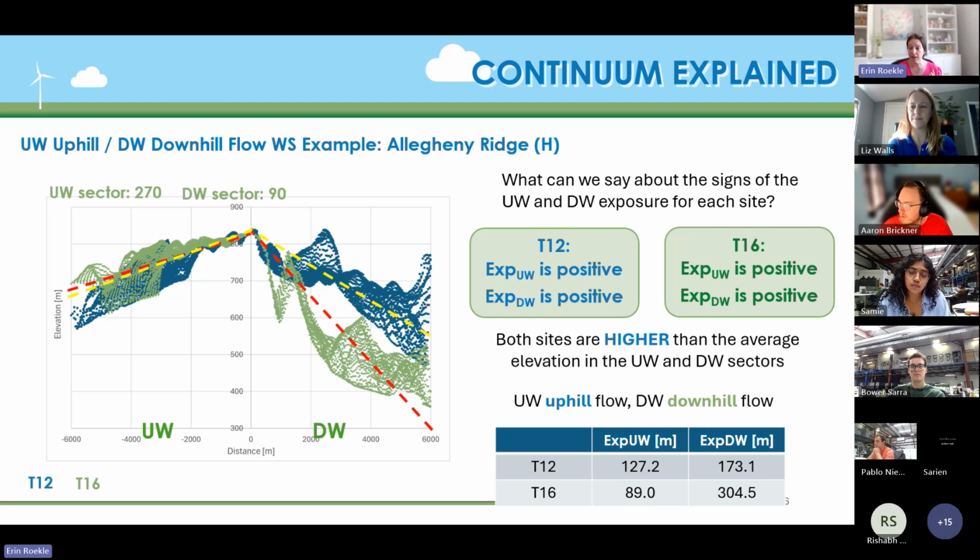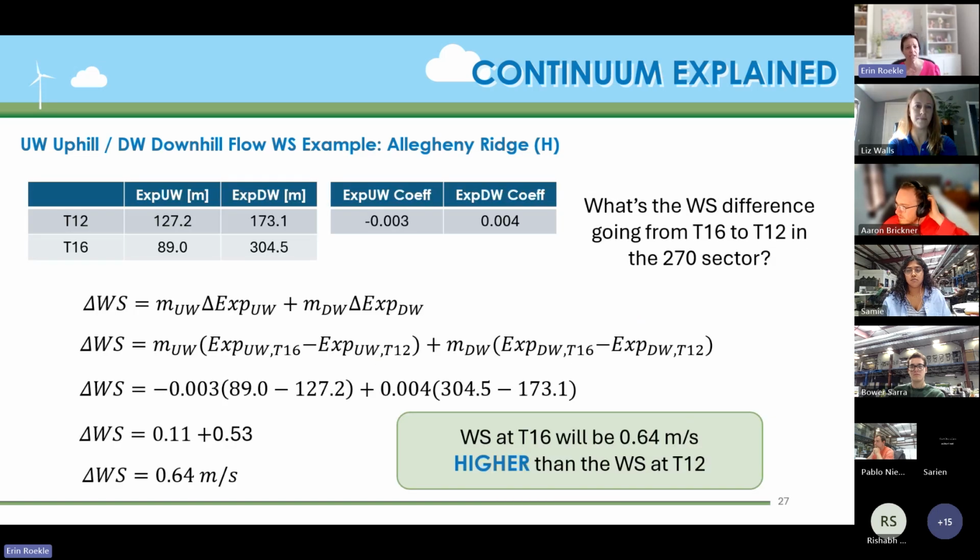So here are the values that we need to know for each of these upwind and downwind sectors for these two sites. And we're going to carry that over to this next slide. And I'm just going to tell you these coefficients. We know our equation, and here are the coefficients that we're going to be working with. So we want to know what is that wind speed difference between T16 and T12 within that 270-degree sector. So we bring back our fun little elegant equation, and we just start plugging numbers in.